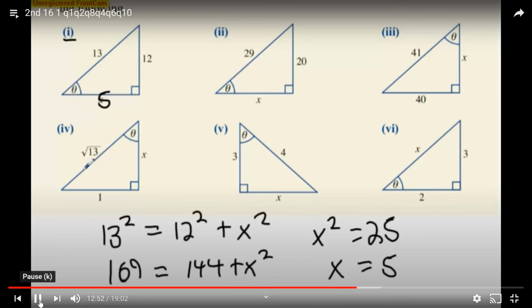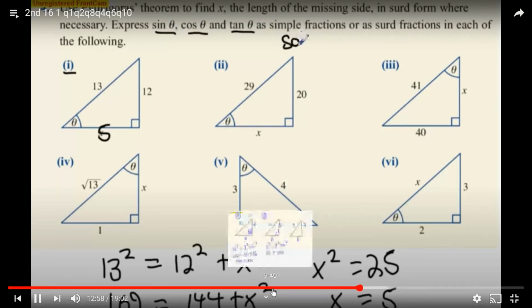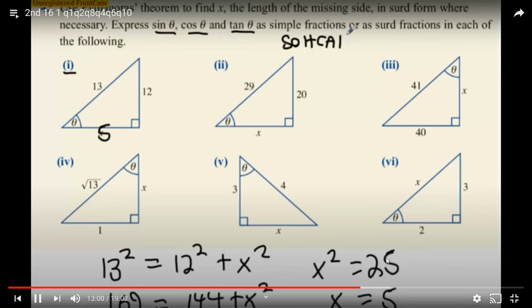Okie dokie. Next thing we're going to try and do is we're probably trying to get sine, cos, and tan of this triangle here. So, CAH TOA.